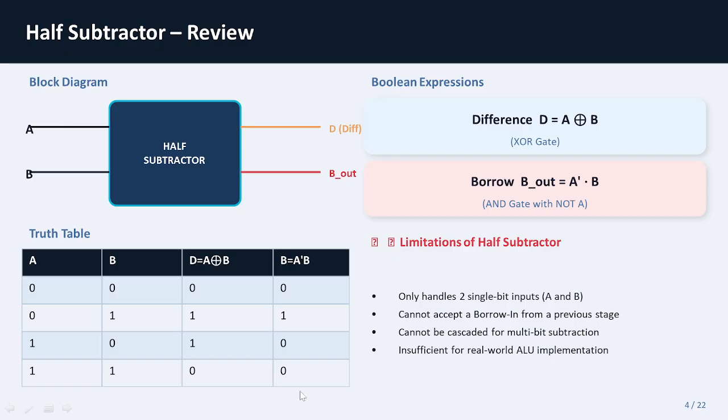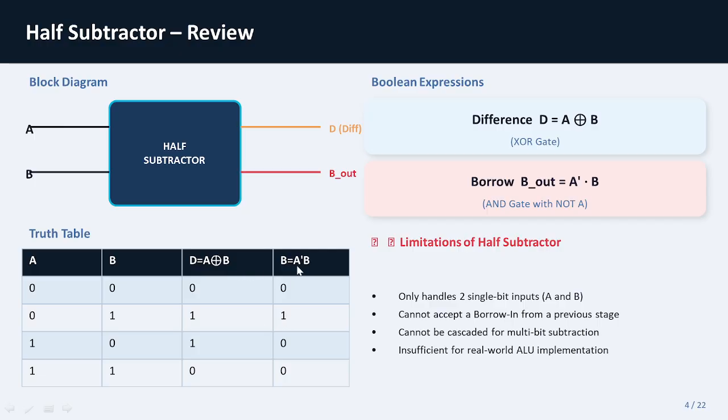It somewhat looks like an AND gate, right? An AND gate only activates when both inputs are 1. But here you have 0. Just look carefully into your truth table. If A is 1, then you are getting output as 0. And in another case, if A is 0 along with B as 1, at that time you are getting borrow as 1.